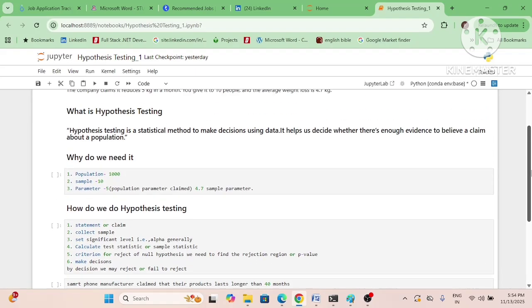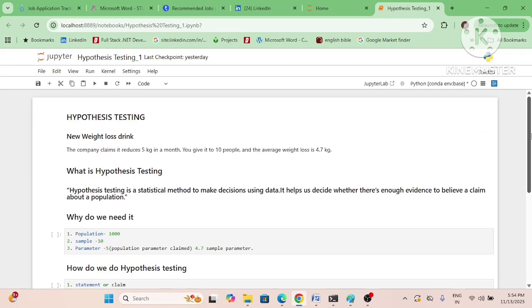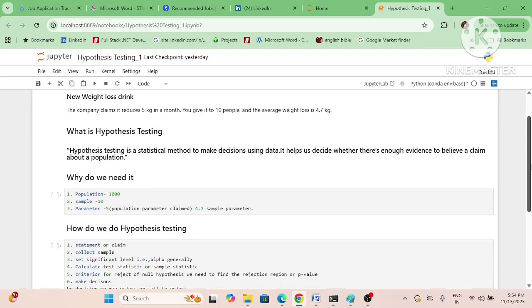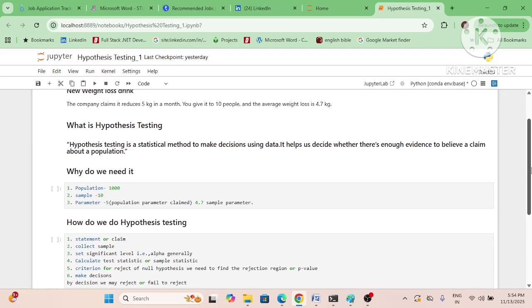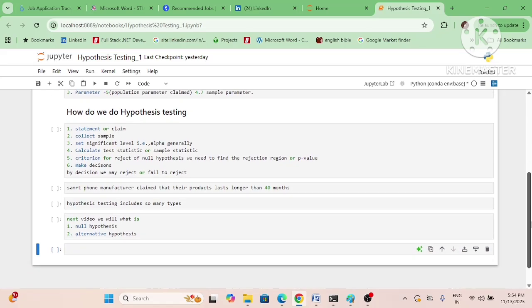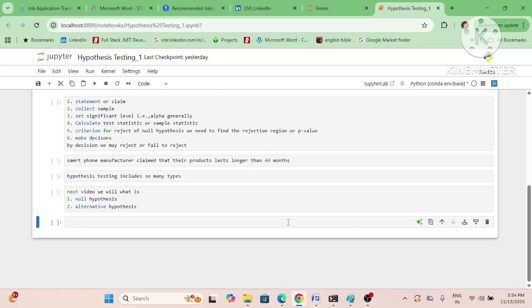As we discussed yesterday, we discussed hypothesis testing. Now, what is hypothesis testing, why do we need it, and how do we do hypothesis testing? In yesterday's video, we said that today we will discuss what is null hypothesis and what is alternative hypothesis. Along with that, today we will discuss some very important terminology which is important to do hypothesis testing. So today we will define what is null hypothesis and what is alternative hypothesis.